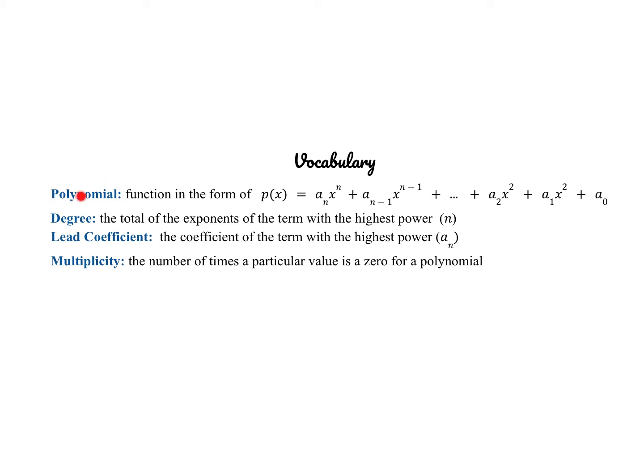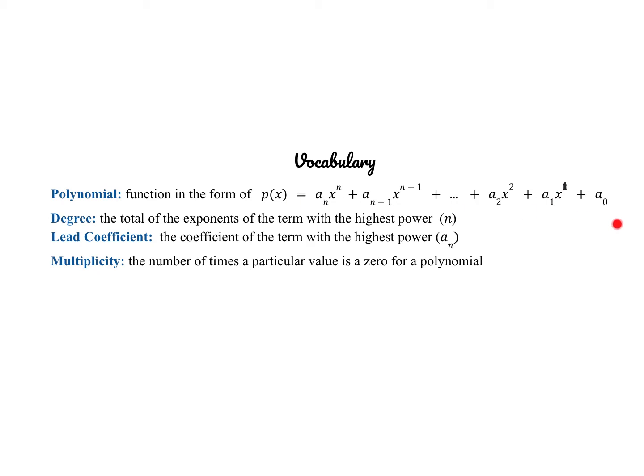First, what is a polynomial? So a polynomial is a function in this form. So p of x equals a sub n times x to the power of n plus a sub n minus 1 times x to the power of n minus 1 plus dot dot dot. And then you can see it jumps down to a sub 2 times x squared plus a sub 1 times x, this should say to the power of 1, plus a sub 0.